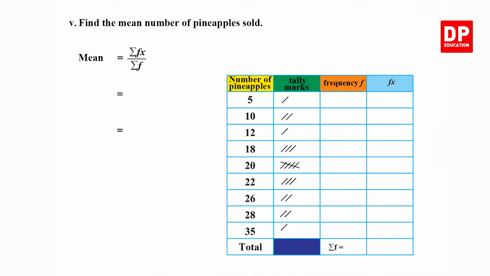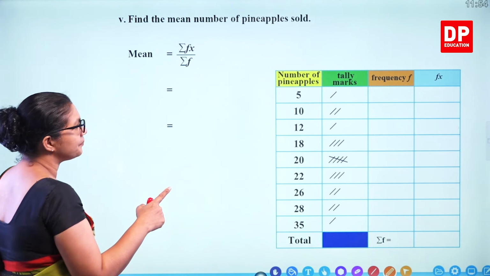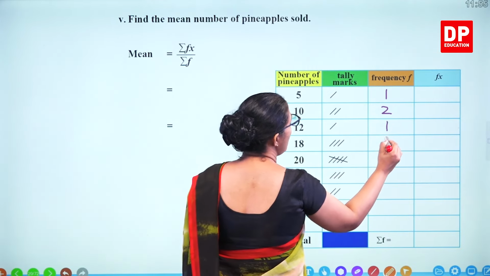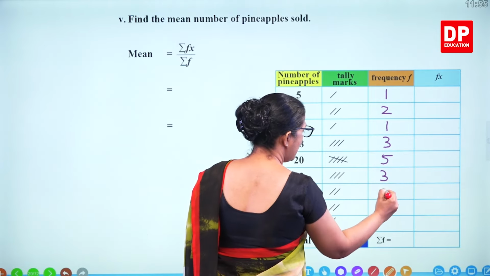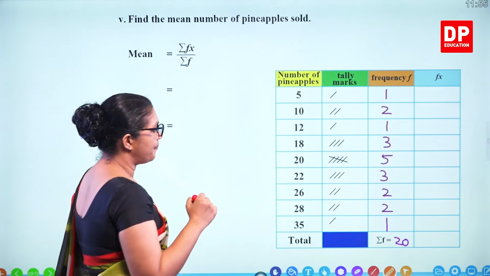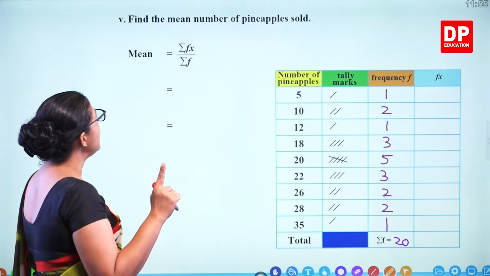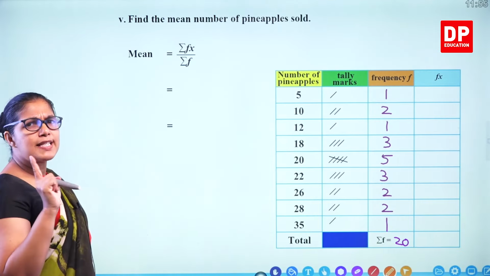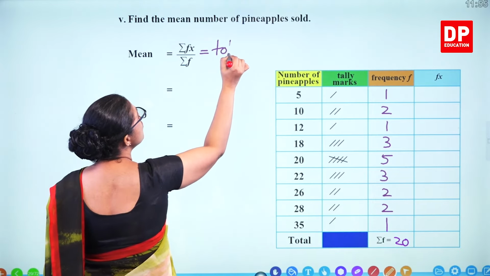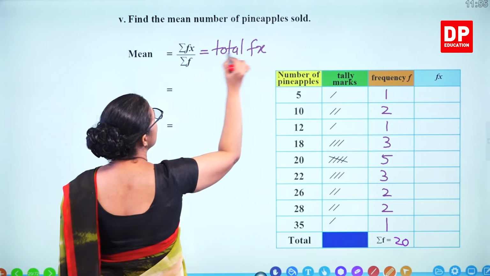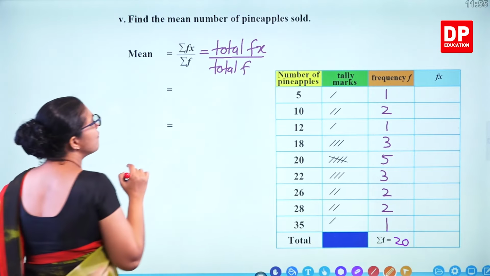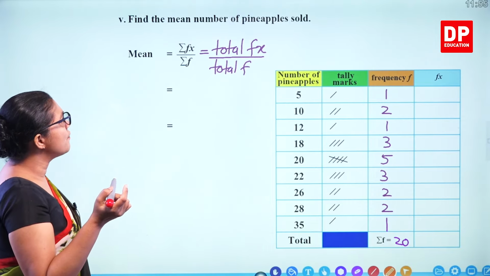Find the mean now. So these are the tally marks we got. So we got 1, 2, 1, 3, 5, 3, 2, 2, 1. And the total, we got 20. So to find out the mean, have you seen this symbol sigma? We call it sigma. That means total. I can write total fx instead, same thing, over total frequency, total f. So total fx and total frequency you need.